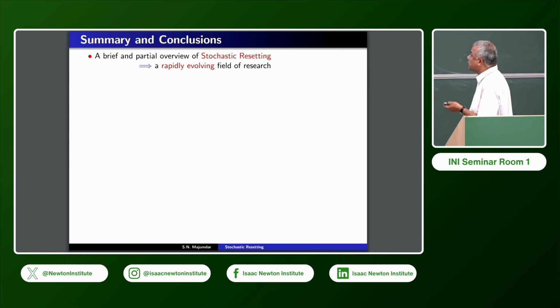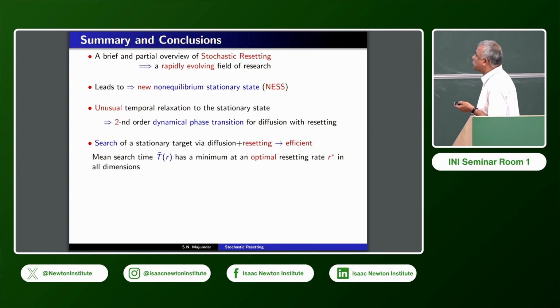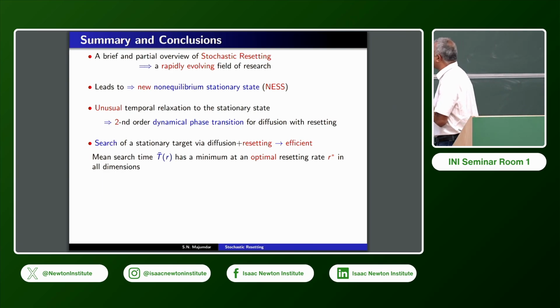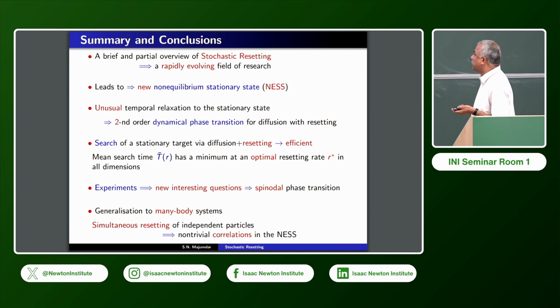So I just gave you a brief and partial overview of stochastic resetting. It's a rapidly evolving field of research with many applications. It leads to new non-equilibrium stationary states. It has unusual temporal relaxation with a second-order dynamical phase transition. And the search of a stationary target via diffusion and resetting is an efficient search strategy because there is an optimal resetting rate R star. Experiments led to new interesting questions, spinodal phase transition, for example, and you can generalize to many-body systems, and in particular, this non-trivial correlated resetting gas with a conditional IID structure.